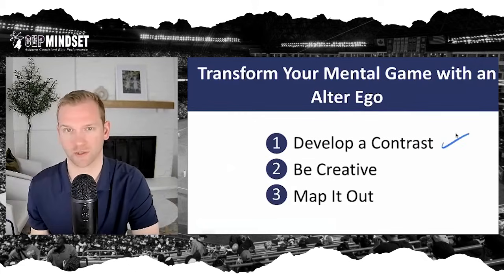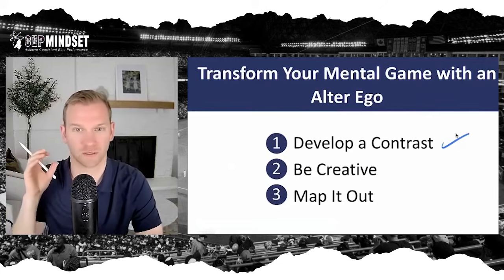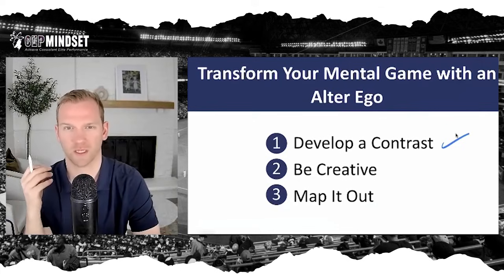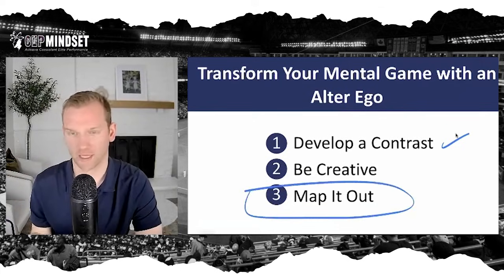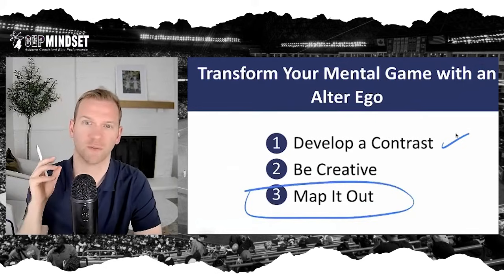And the three keys here to creating your alter ego and transforming your mental game: First, you've got to create that contrast. It's breaking it down: thoughts, feelings, actions. How do I not want to show up versus how I do, and what it means for me to be in the zone. And then being creative around the story, the persona, the totem. And then lastly, map it out. That brings it all together, giving you a simple yet powerful, transformative mental game strategy.